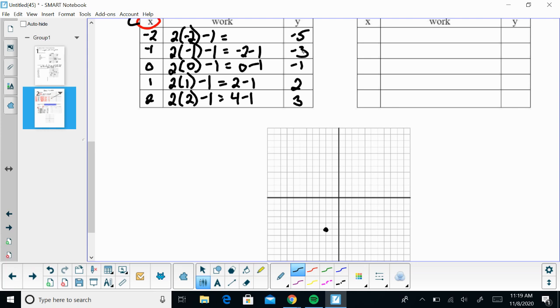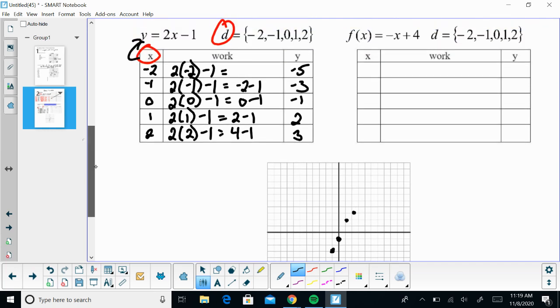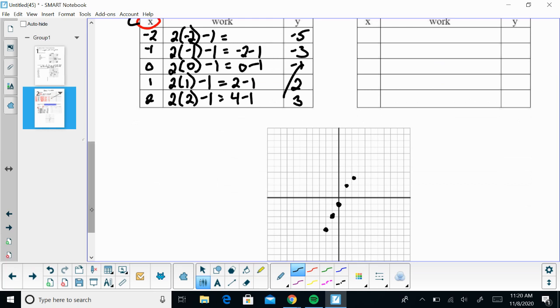-1 on my x-axis, -3 on my y. 0 on my x, -1 on my y, 1 on my x, 2 on my y, 2, and then 3. Oh, see, I know that I've made a mistake, guys, because my graph does not make a perfect straight line.